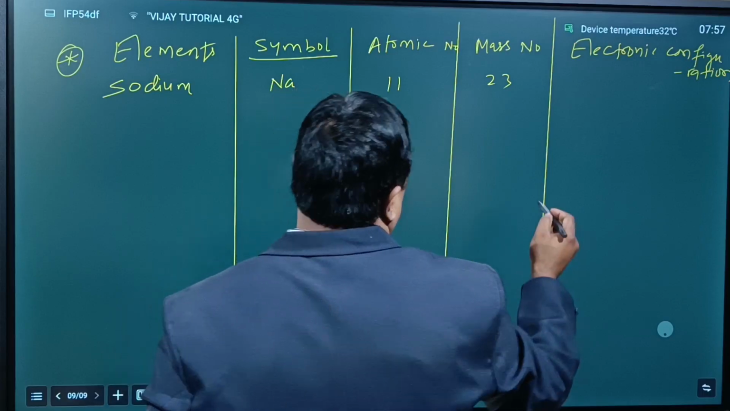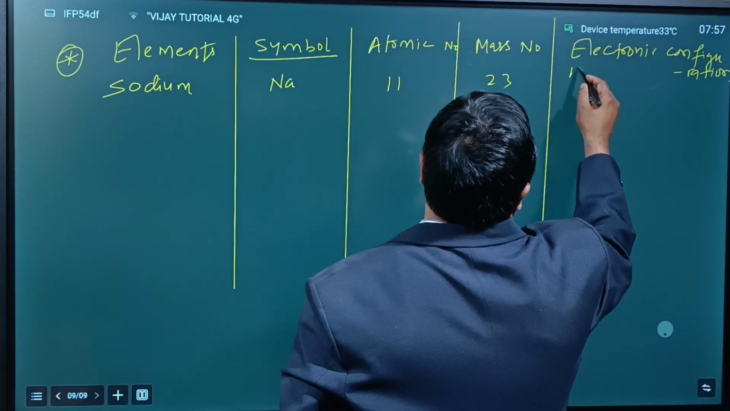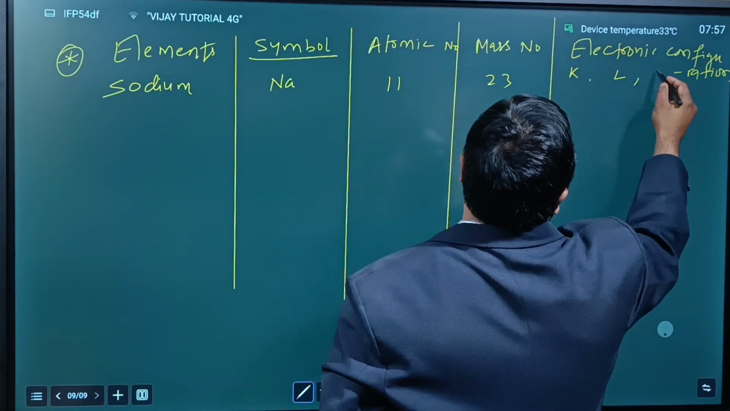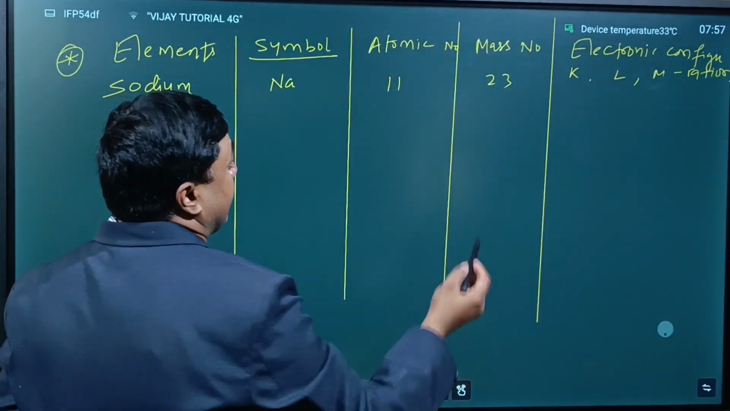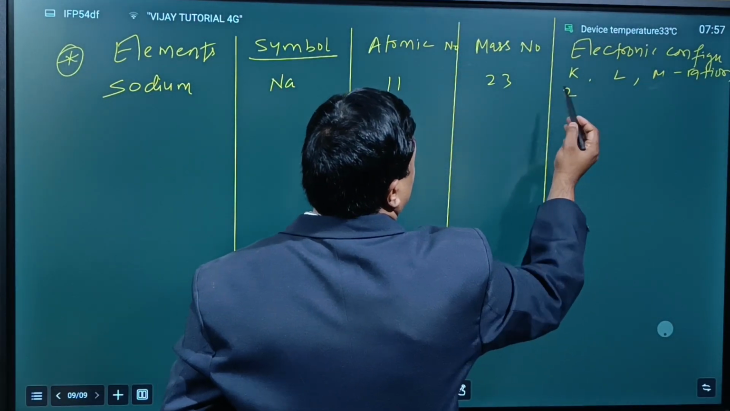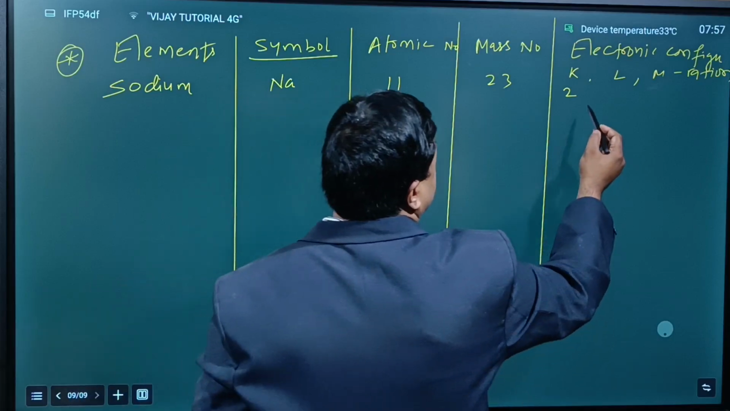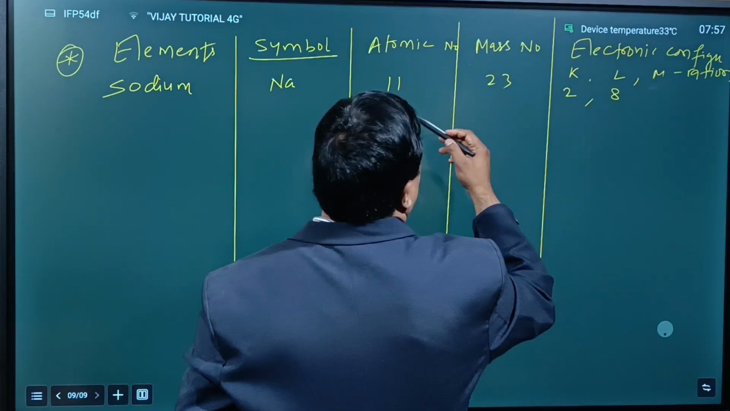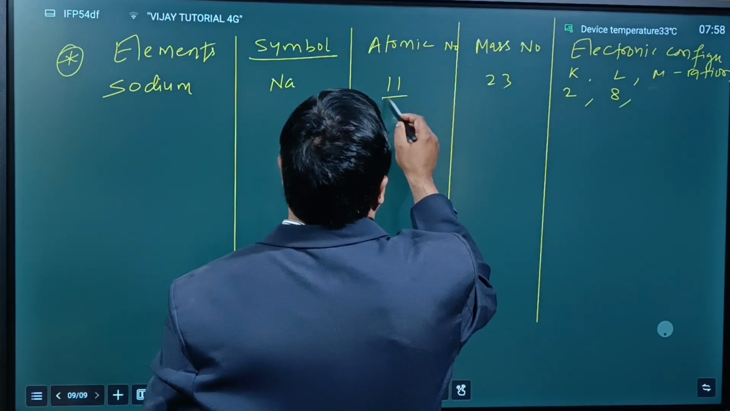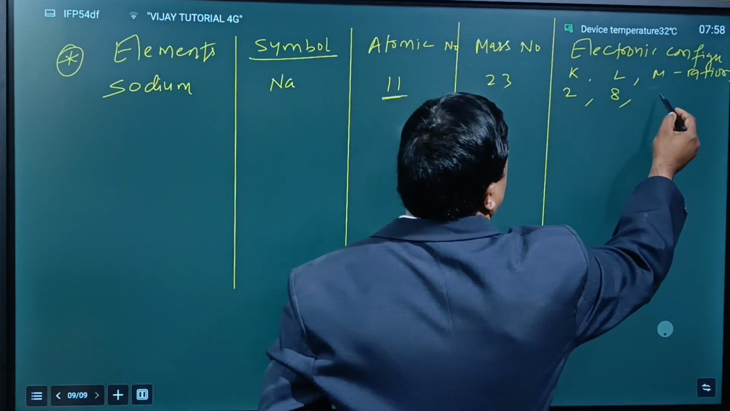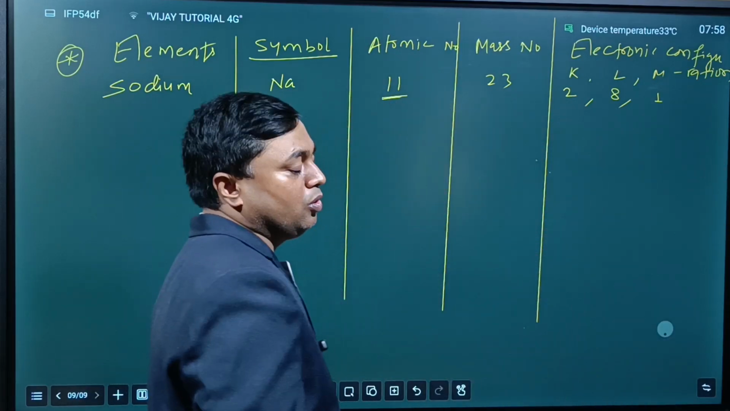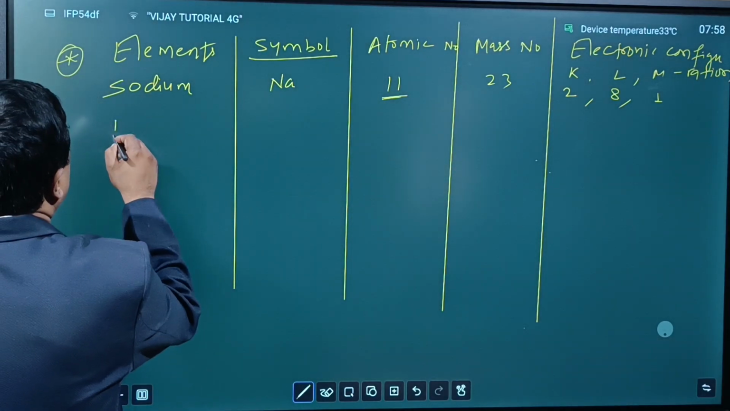Okay, so in the electronic configuration we are writing first K shell, L shell, M shell. As we discussed, K shell can have maximum how many electrons? 2. L shell can have maximum 8 electrons. Now total electrons is what? 11. So 2 plus 8, 10 is there. So 11 minus 10, valence electron is what? 1.